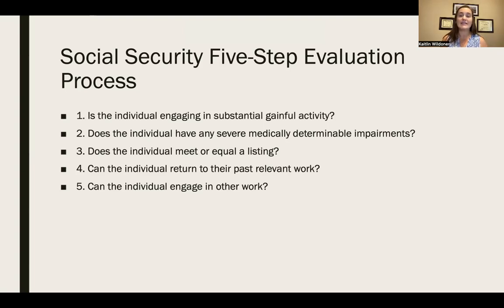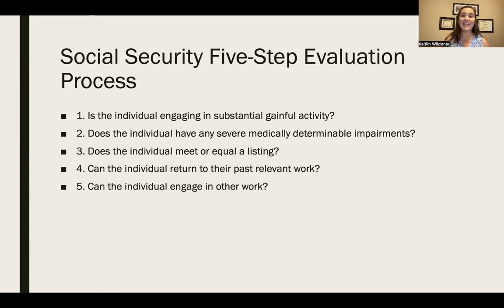Social Security will create a residual functional capacity for you based on your medical records, and they will take that residual functional capacity, that RFC, and say, okay, can an individual with this RFC and your age, education, and past work experience return to past work? If you can return to past work, Social Security stops the analysis. They send their denial letter. You can go back to your past work. You're not disabled.